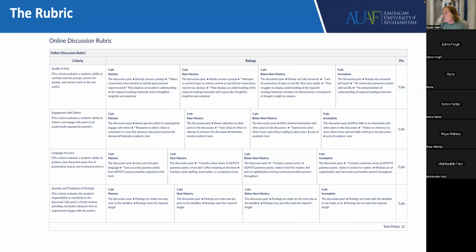Okay, engagement with others. This is the important part where you talk to each other. This criteria evaluates a student's ability to interact and engage with peers in an academically appropriate manner. And I'm going to talk about that later in another slide, because I think sometimes you are very informal. And when you do an academic discussion, you need to be much more formal. But you need to connect with each other, but to use language that's academic.